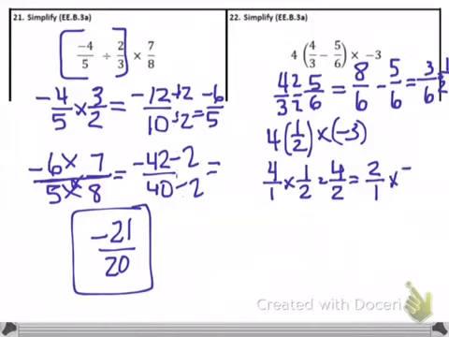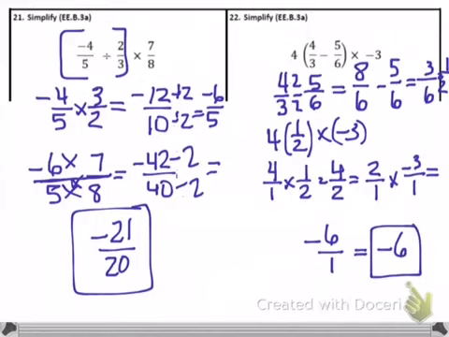Now I'm going to multiply that by the -3. And I'm just going to put that in fraction form since I have the fraction here. You could go ahead and change the 2 to a whole number if you'd like. So 2 times -3 is -6. Denominator stays 1, and so that would just equal whole number -6.